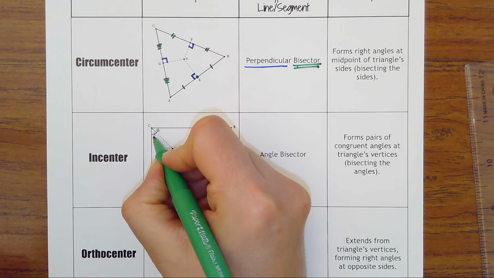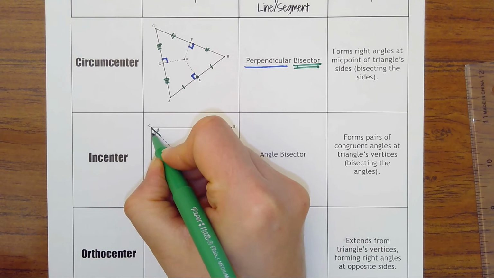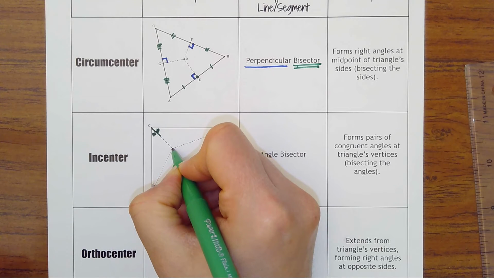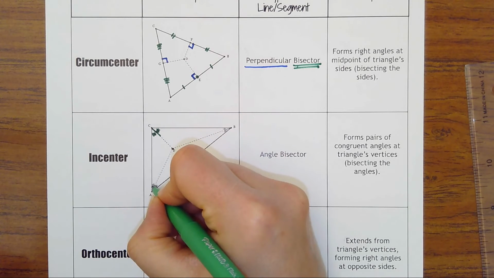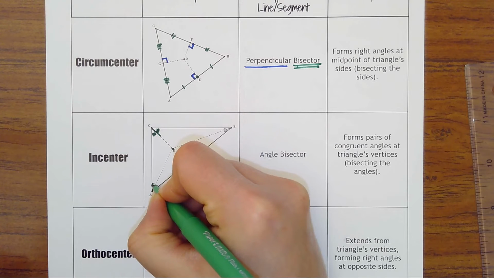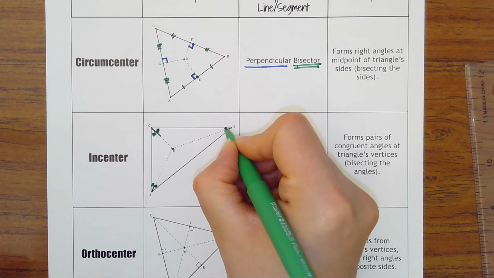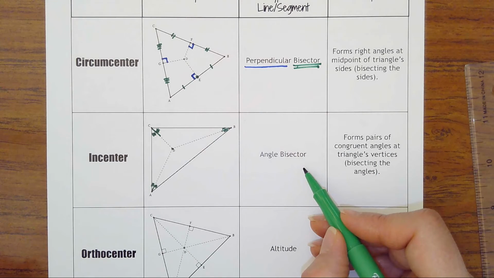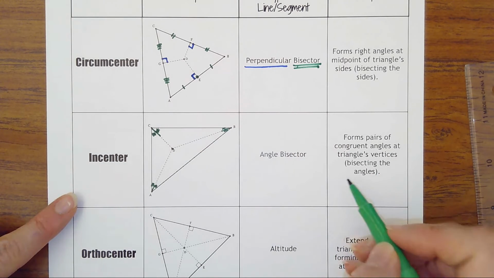So I see these tick marks saying that right here, this side of the angle is equal to this side. It cut it right in half, and that line goes to here. This one cut it in half, and it goes to here, and this one got cut in half and goes to here. So when you see angle bisectors, that's called the incenter.